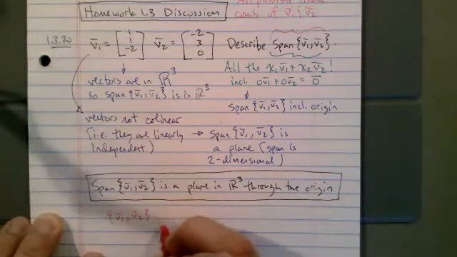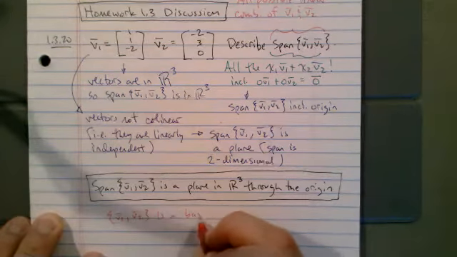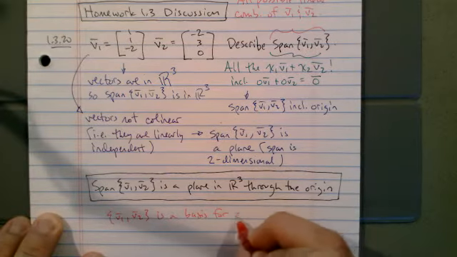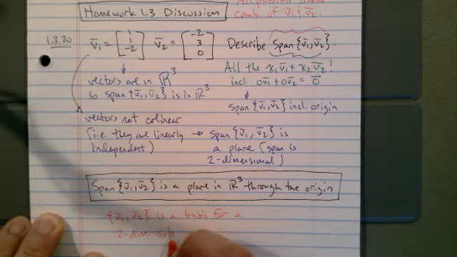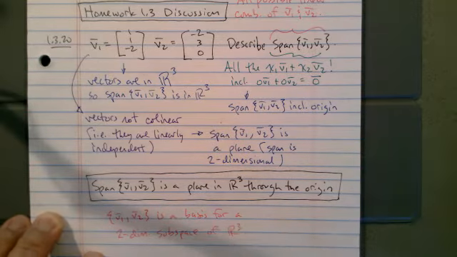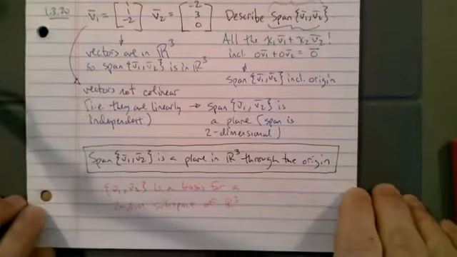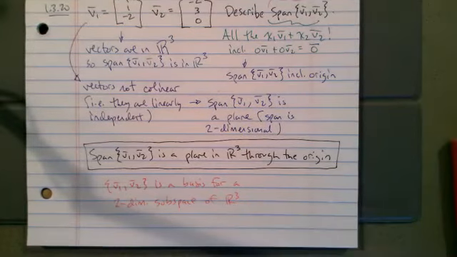This set of vectors is a basis for a 2-dimensional subspace of R3. That means this subspace is a plane containing the origin in R3. That means this space is very much a copy of R2, although not exactly R2. We would say it's isomorphic to R2.